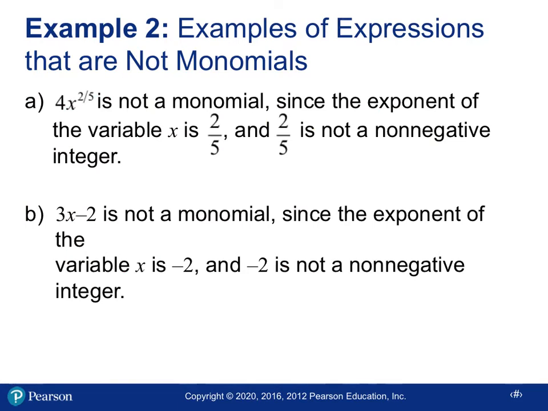So let's talk about examples of what are not monomials. You see how 4x to the 2/5, it's not a monomial because the exponent is not an integer. And you'll start to see what that means when we start to look at the graphs of the functions. But we want to make sure that the exponent is an integer. So this would not be a monomial because of this idea. 3x to the -2 is also not a monomial since the exponent of the variable is -2, and -2 is not a non-negative integer.